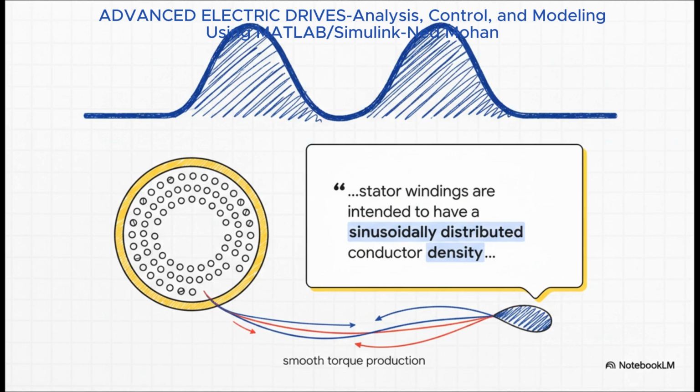And why do we do that? Because a winding built that way creates a perfectly smooth, sinusoidally distributed magnetic field. And that right there is the secret sauce for efficient, smooth operation.